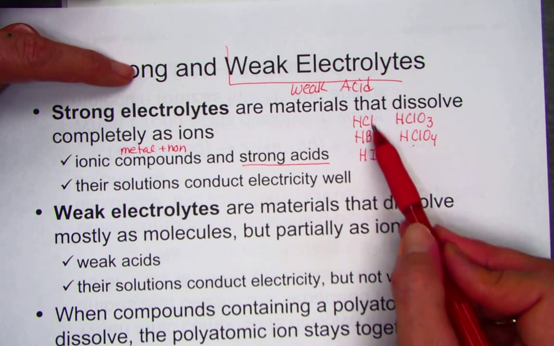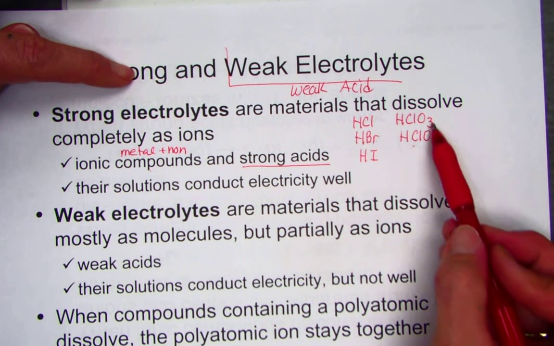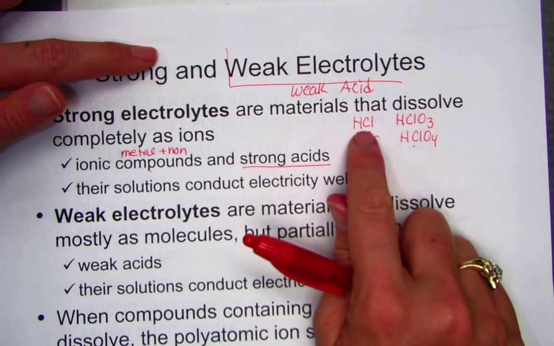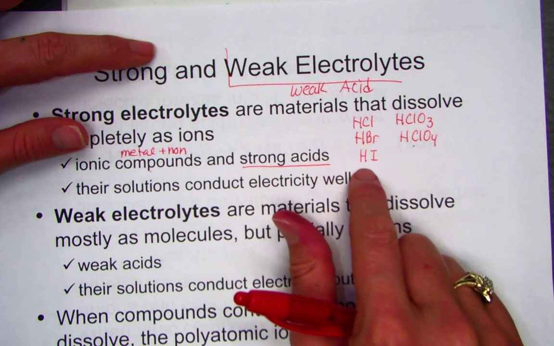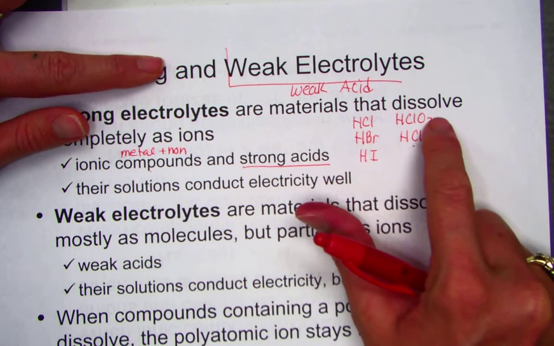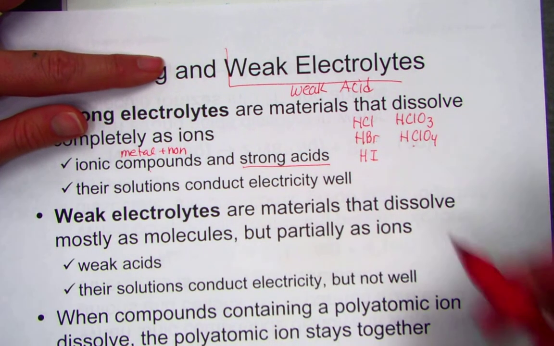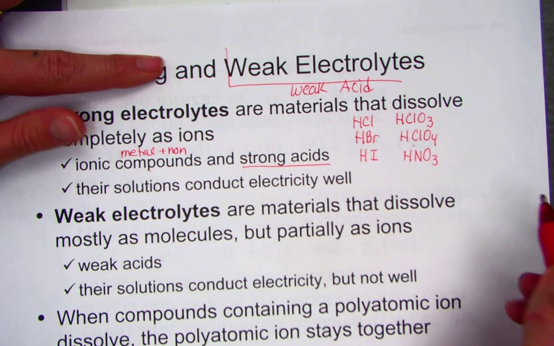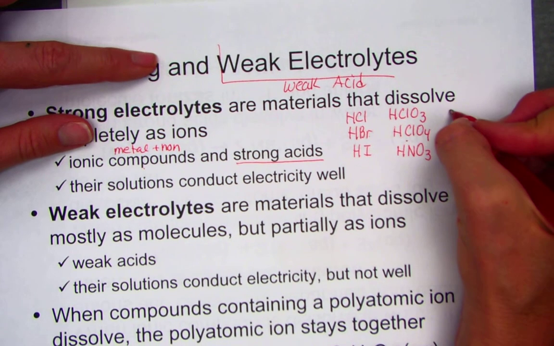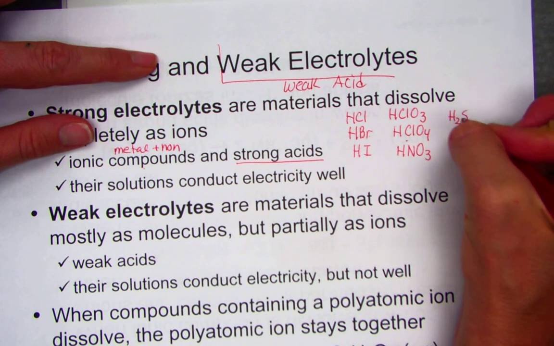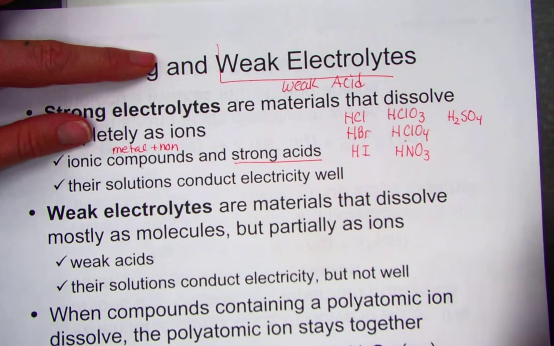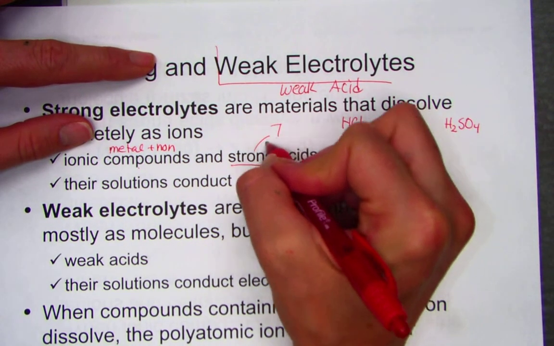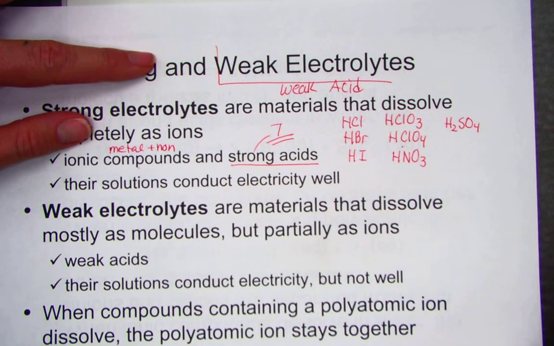Hydro root word ic for binary, and then the last name here comes from the polyatomic ion. Hydrochloric, hydrobromic, hydroiodic, chloric, and perchloric. We also have nitric, coming from the polyatomic nitrate, and 1 polyprotic acid, sulfuric. Sulfuric is known as battery acid. It is indeed strong. There are 7, and that's it, only 7 strong acids.